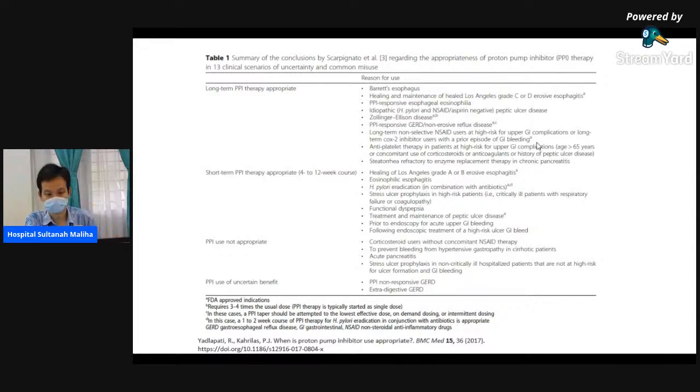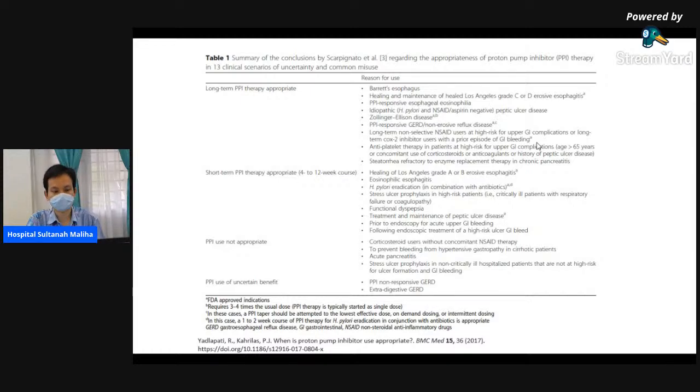is considered necessary. Or if you are using NSAIDs like diclofenac, which is long-term, but I don't think that we should give a long-term diclofenac per se, with a high risk of upper GI complications, then you can give PPI per se. Antiplatelet therapy in patients with high risk of upper GI complications like age 65 years old and above, concomitant use of steroids, anticoagulants, or history of peptic ulcer disease, which is fair and square in this case, or steatorrhea refractory to enzyme replacement therapy in chronic pancreatitis, which is not a very common indication in our medical setting here.